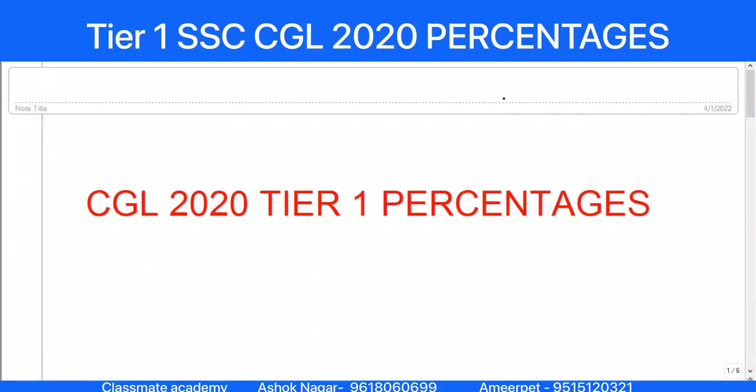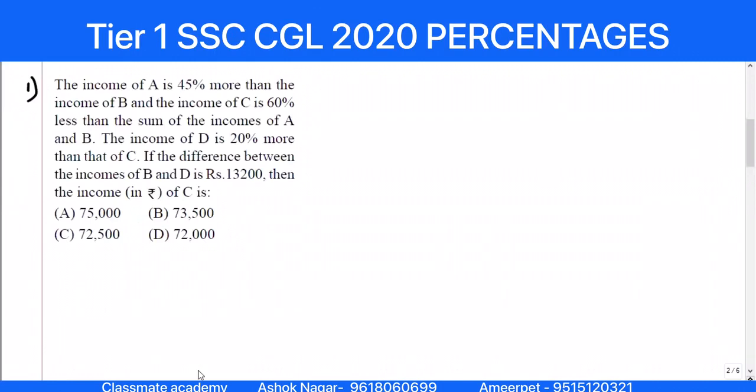2020 Tier 1 percentages. Look at the first one. The income of A is 45% more than the income of B. And the income of C is 60% less than the sum of incomes of A and B. And the income of D is 20% more than that of C.